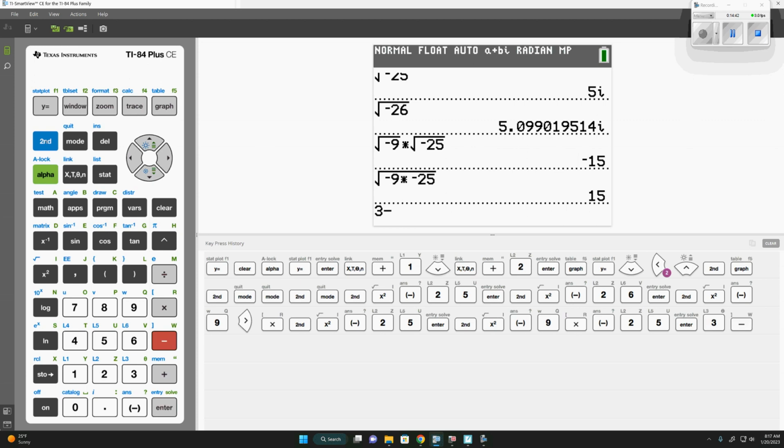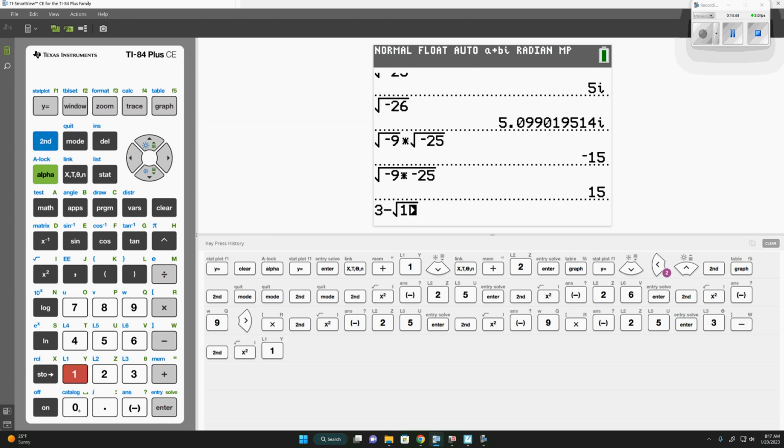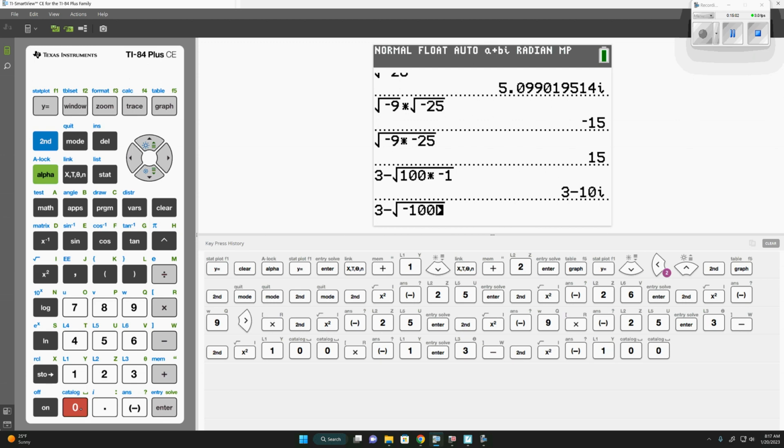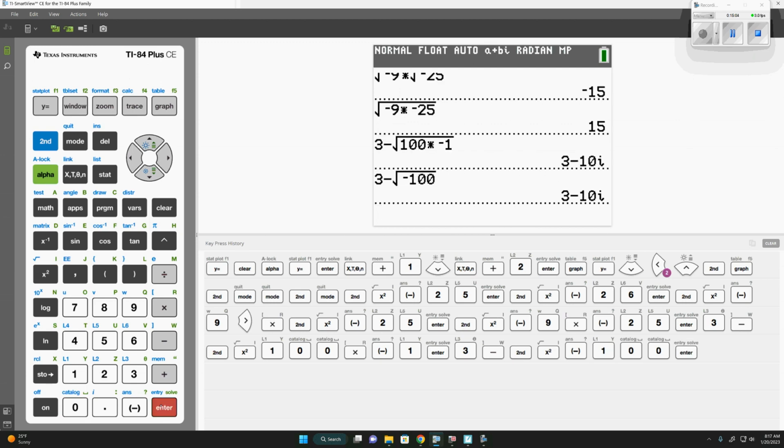Three minus the square root of 100, well, times negative 1. So 3 minus 10i. I did the times negative 1 because I forgot to put the negative in front of the 100. 3 minus 10i. So on some of them, it does work out well.